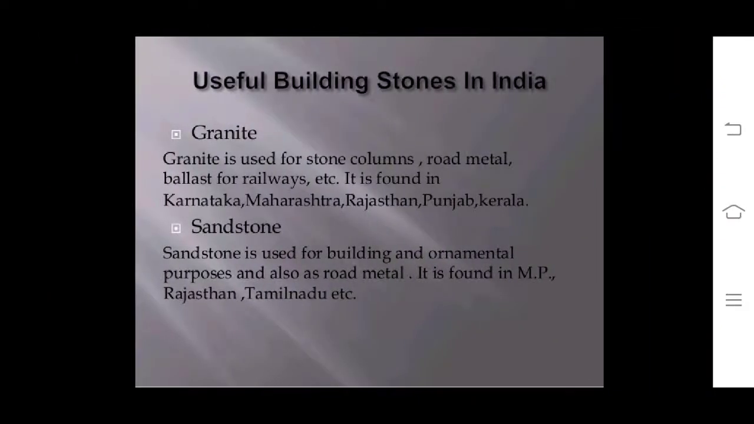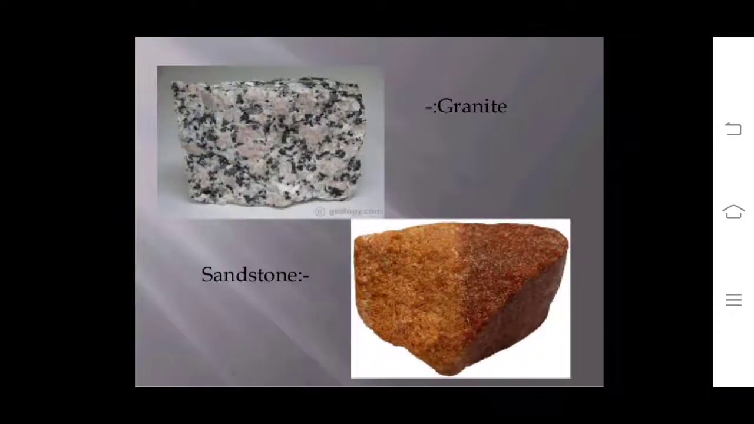Useful building stones in India. Granite. Granite is used for stone columns, road metal, ballast for railways, etc. It is found in Karnataka, Maharashtra, Rajasthan, Punjab, Kerala. Sandstone. Sandstone is used for building and ornamental purposes and also as a road metal. It is found in MP, Rajasthan, Tamil Nadu. These are photographs of granite and sandstone.